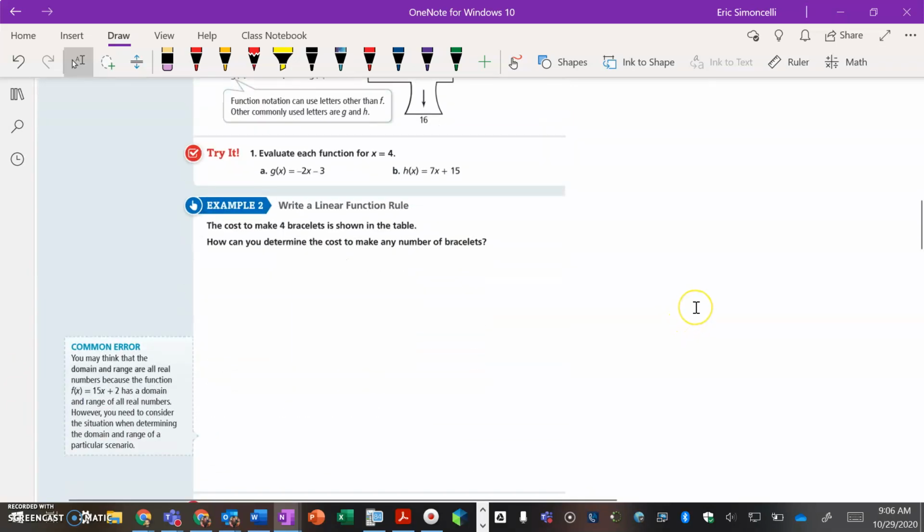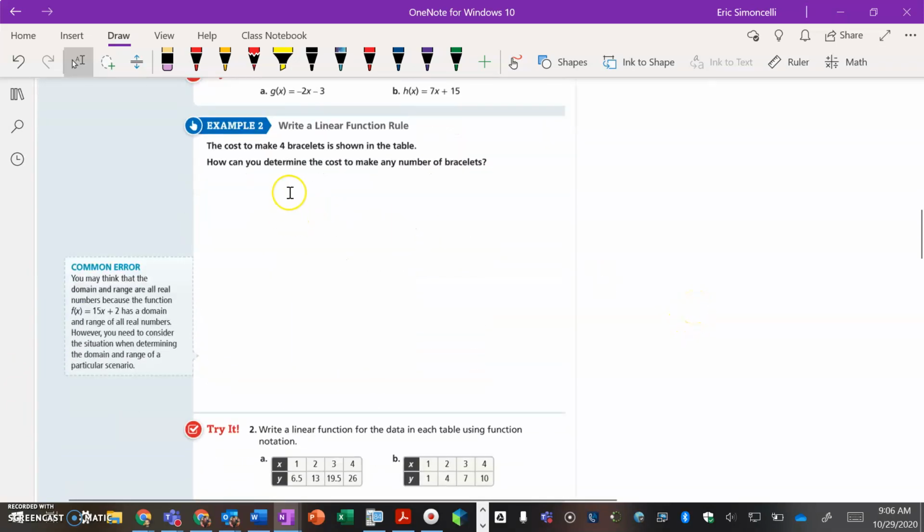Write a linear function rule. The cost to make 4 bracelets is shown in the table. How can you determine the cost to make any number of bracelets? Okay, so here's the table. Here's step 1 first. It says examine the relationship between the values in the table.